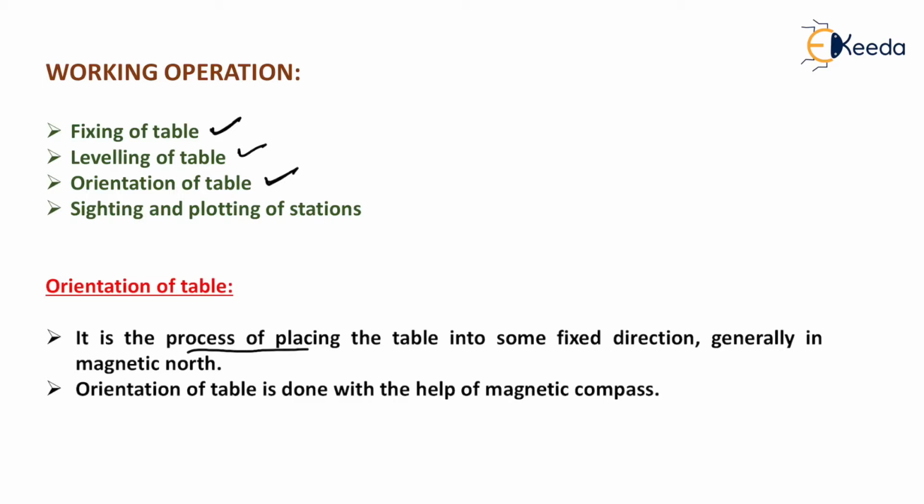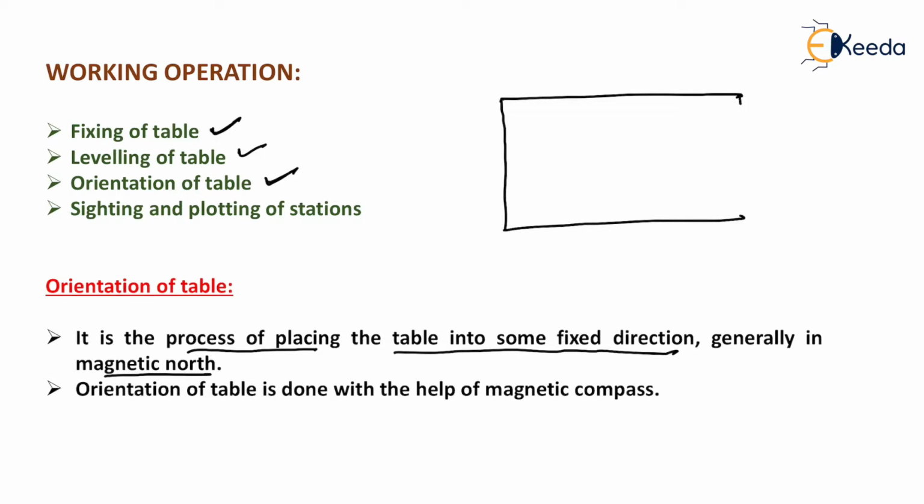It is the process of placing the table into some fixed direction, generally magnetic north. It means that after fixing and leveling of the table, we have to align the table along a particular direction, that is generally magnetic north, and that aligning of the table along the magnetic north direction is known as orientation of table. Now orientation of table is done with the help of a magnetic compass. We can orient the table only with the help of a magnetic compass.